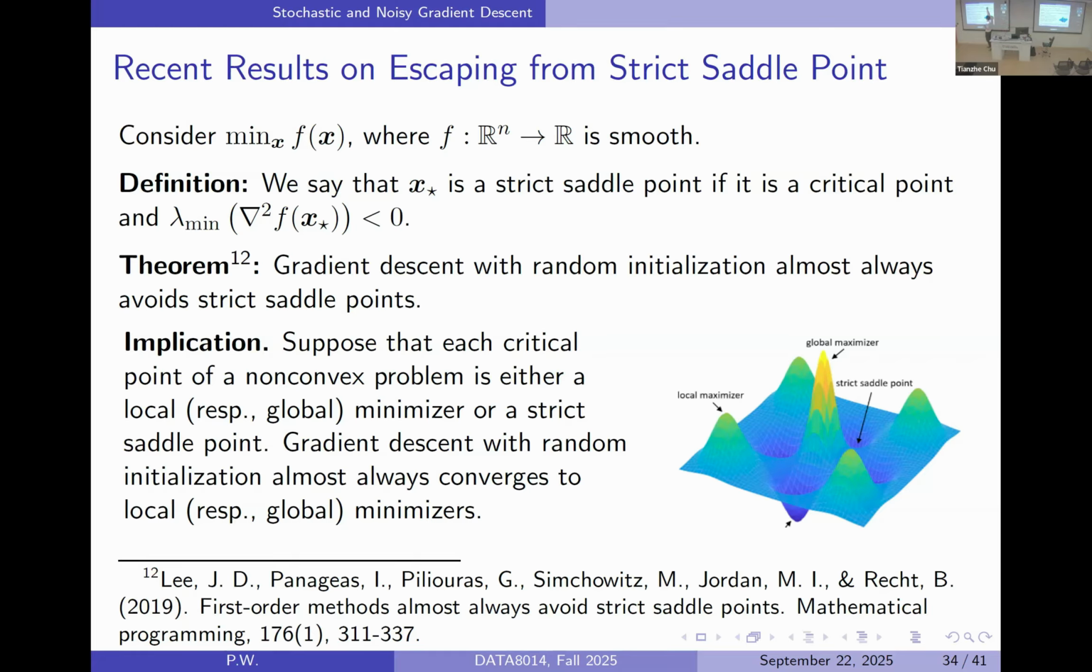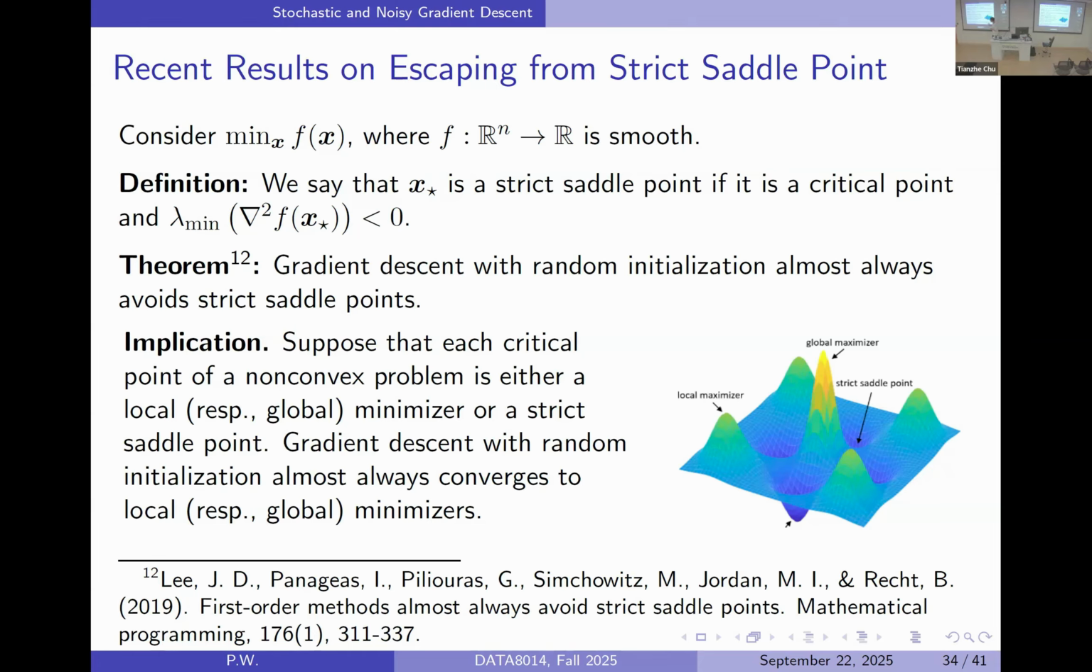Here we consider the strict saddle. We consider an unconstrained smooth function, and we say a point is a strict saddle if this point satisfies the first order condition, it is a critical point, and along the minimum eigenvalue direction the Hessian is negative. So is a global maximizer a strict saddle? It is, right? Since a global maximizer has a negative Hessian, it must be a strict saddle point. Look at this definition.